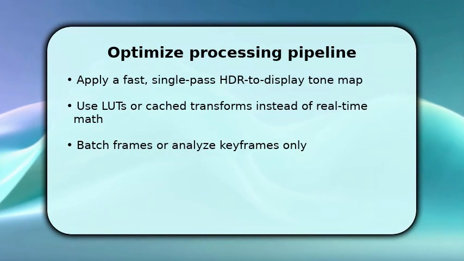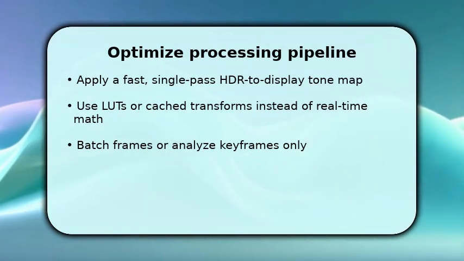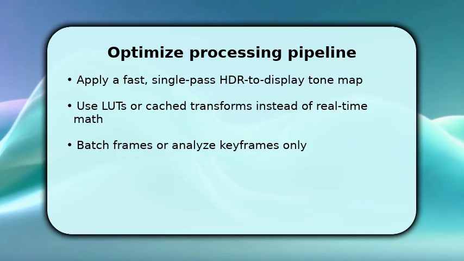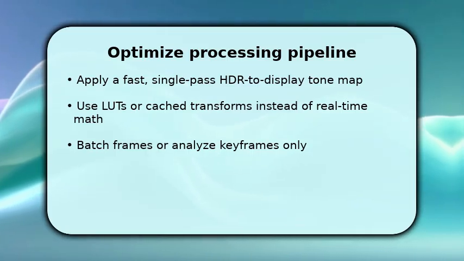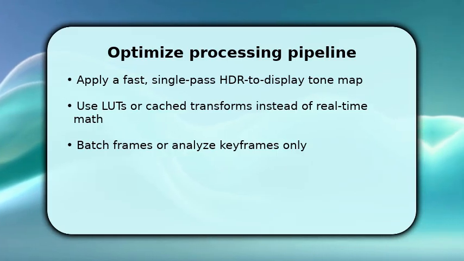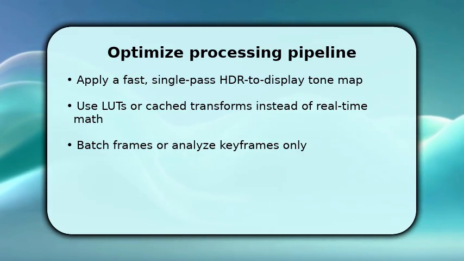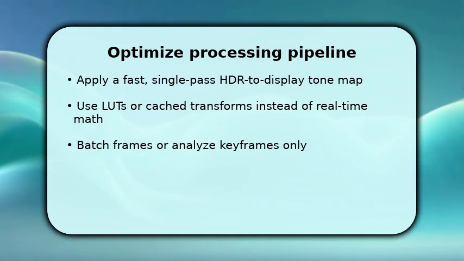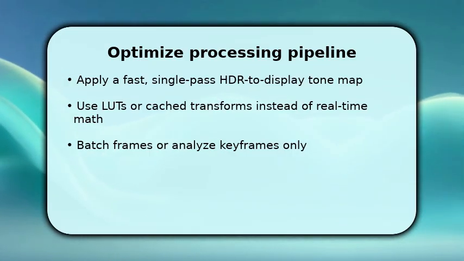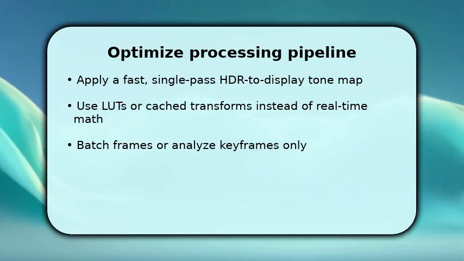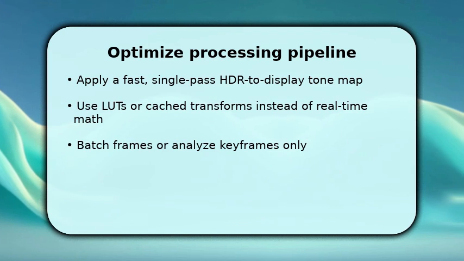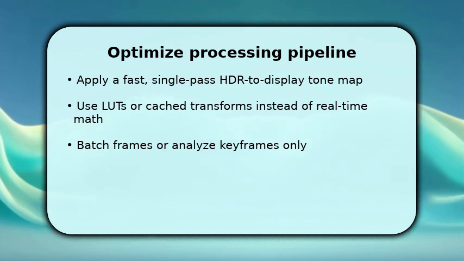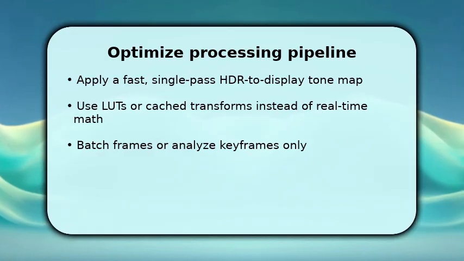Next, restructure how the scope receives pixels. Insert a single-pass, fast tone mapping that converts HDR to display range before analysis, because repeated pixel math is the main bottleneck. Then swap complex per-frame calculations for pre-computed LUTs or cached transforms so the scope reads a lookup instead of expensive functions. Make sure to batch frames or analyze only keyframes where possible. You still catch anomalies while cutting processing load. These moves keep accuracy where it matters and dramatically reduce CPU/GPU churn.